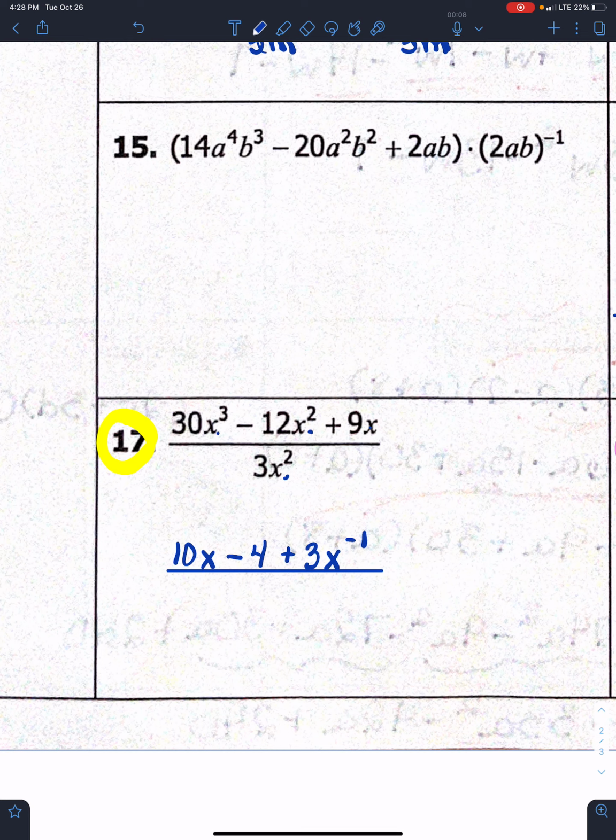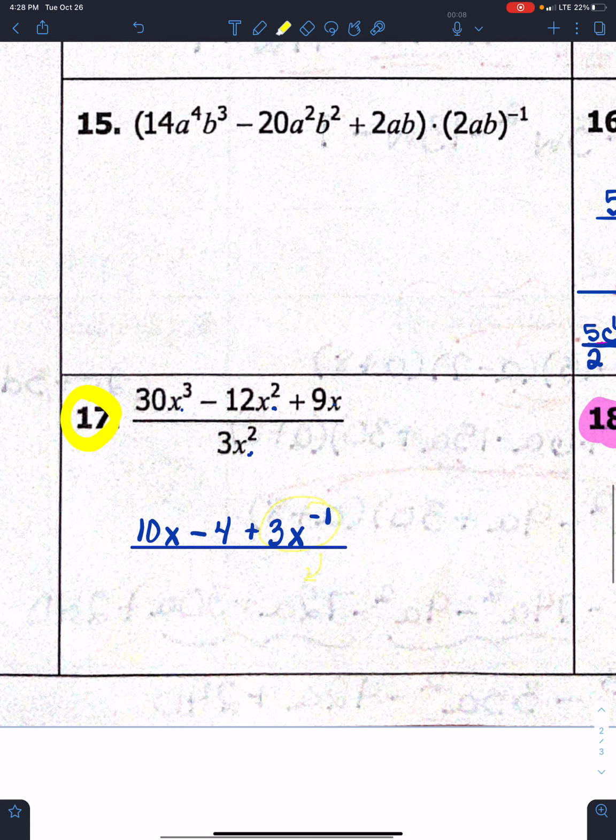Well, we cannot have a negative exponent. So this part here needs to move down to the denominator because we have to eliminate that negative exponent. So our final answer on this one would be 10x minus 4 all over 3x.